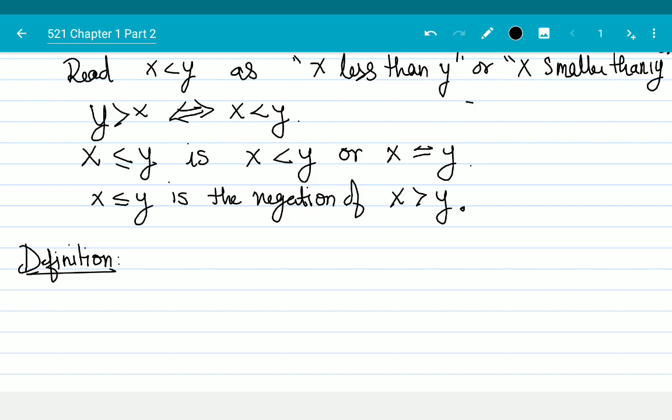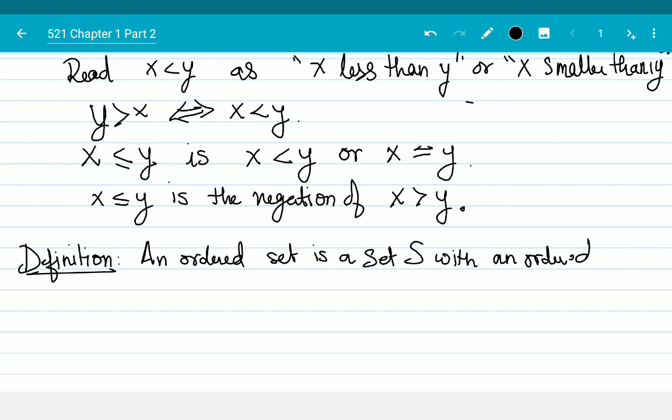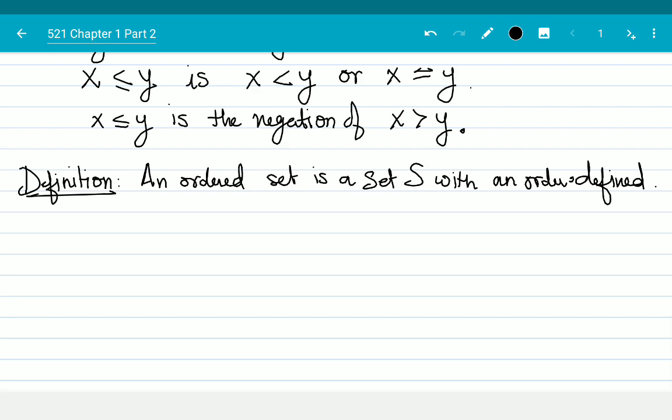An ordered set S is a set S with an order defined. So a set which has a very particular order defined on it means that it is an ordered set.